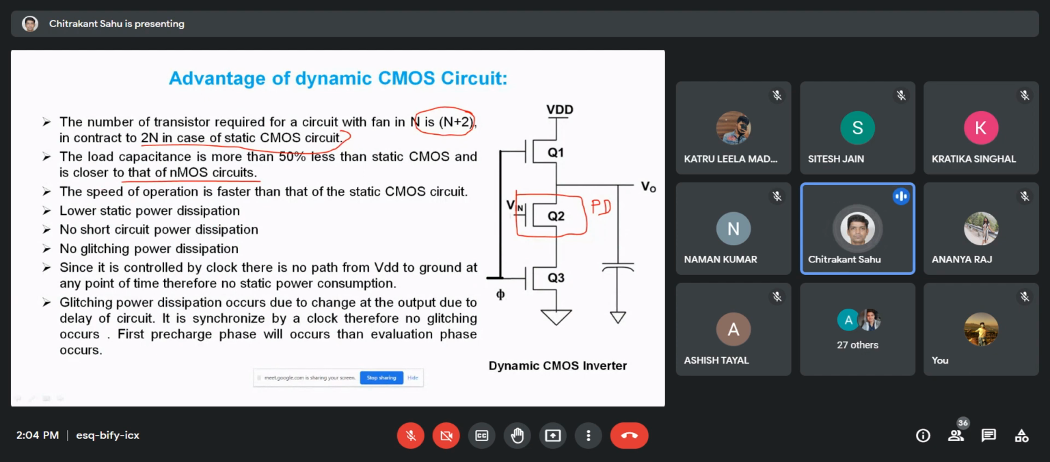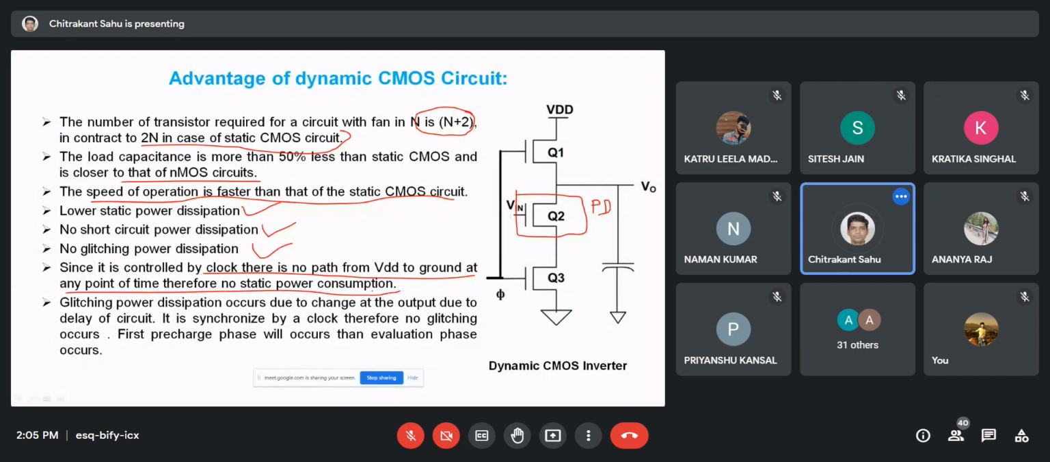So these are the advantages: the speed of operation will be high because we have removed all the PMOS circuits available in the conventional CMOS devices. That will lead to lower static power dissipation, no short circuit power dissipation, and no glitching power dissipation. Since it is controlled by the clock, there is no path from VDD to ground at any point of time. Therefore, there is no static power consumption.